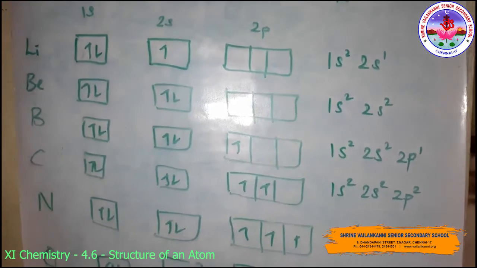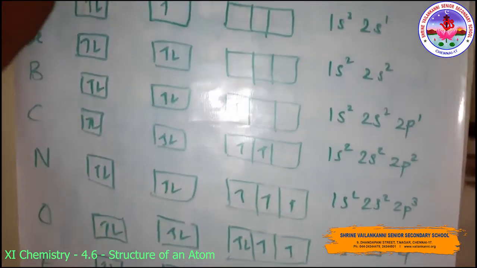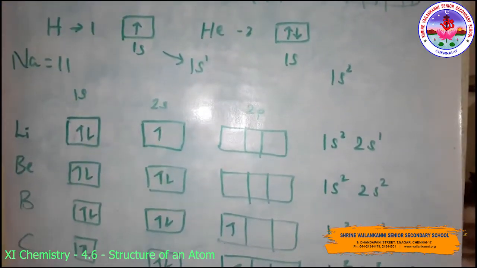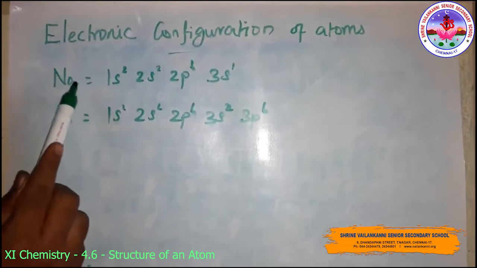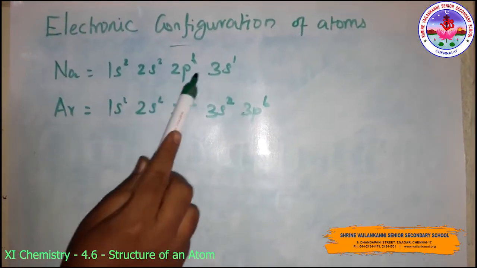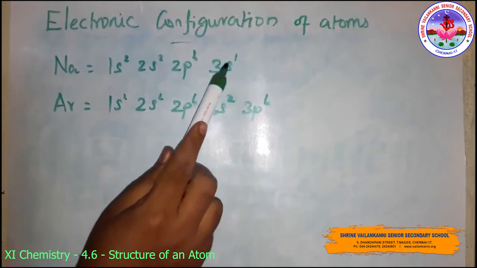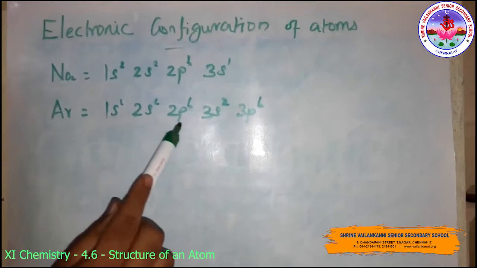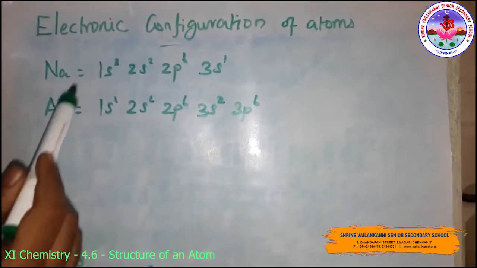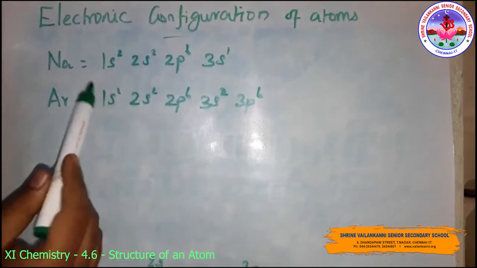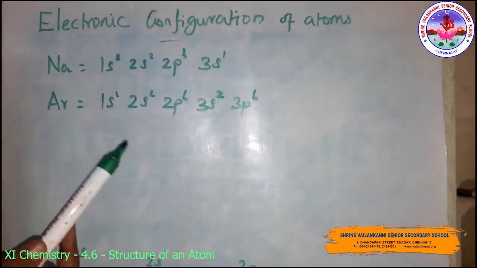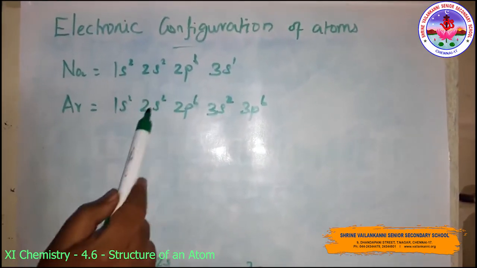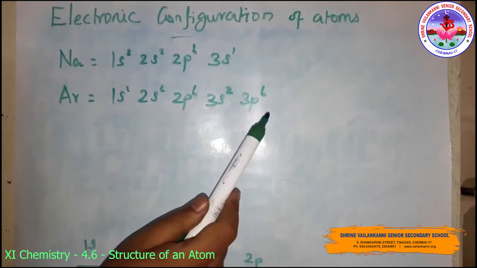Next is sodium. What is the atomic number here? Sodium atomic number is 11. The electronic configuration will be 1s2, 2s2, 2p6, 3s1. And argon 1s2, 2s2, 2p6, 3s2, 3p6. See, it follows exactly the same pattern as the elements from lithium to neon, with the difference that here instead of 2s, 2p, the 3s and 3p orbitals are getting filled now.